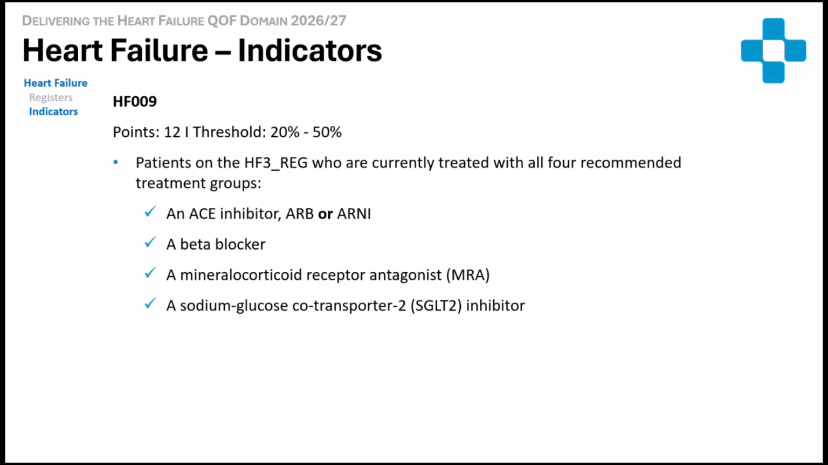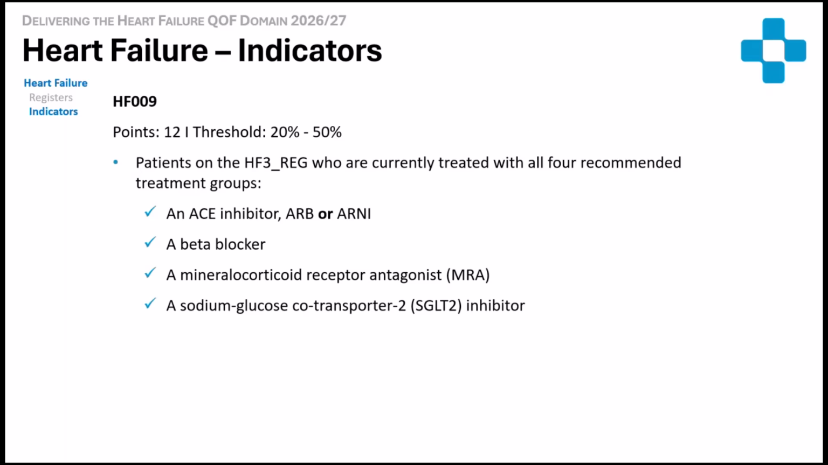So this one has got the most points, so it's 12 points, but the thresholds are lower. So the minimum threshold is 20% and the upper threshold is 50%. So hopefully that all makes sense as to what the indicators are looking for and how the patients end up on these registers in the first place. So I'm now going to hand you back to Nathan to go through all of the resources in SystmOne.